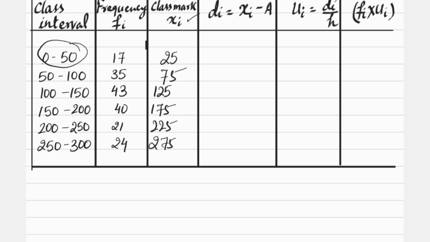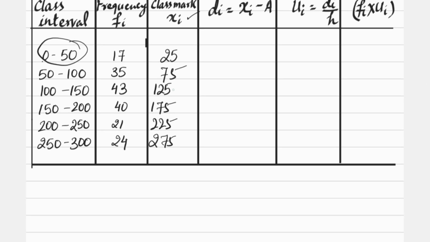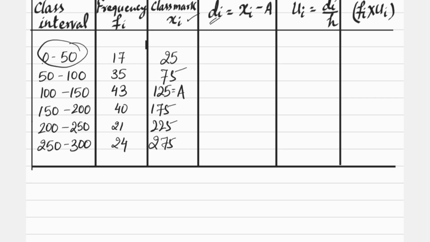Now all these class marks are here. We have to choose the assumed mean value from this. So we will take 125 as the assumed mean. So we represent it by A. Now we calculate the deviation. The formula of deviation is xi minus A. So xi is your class mark data.